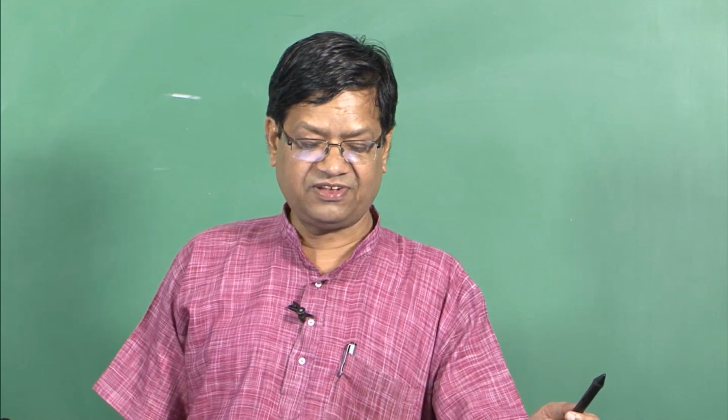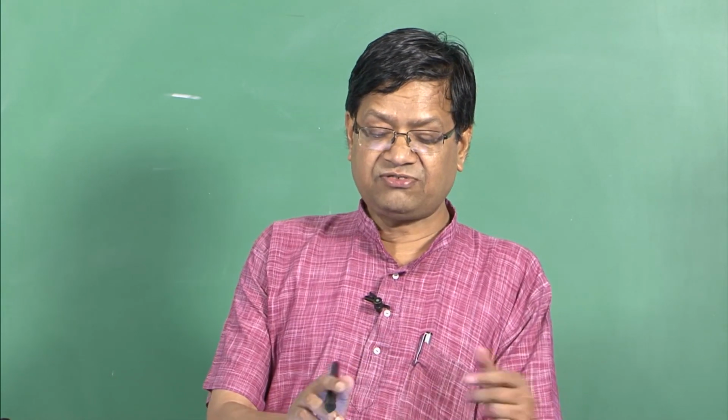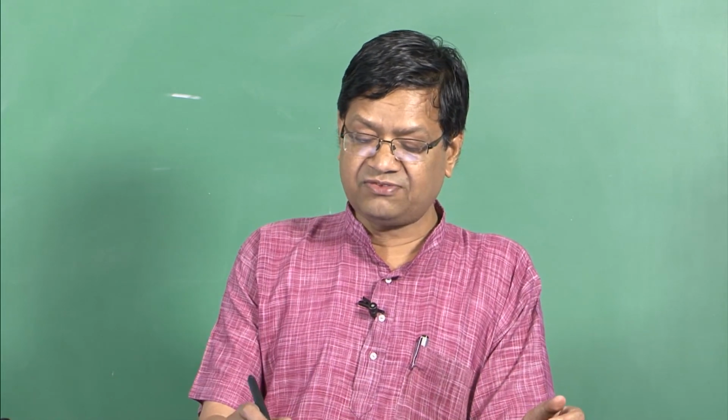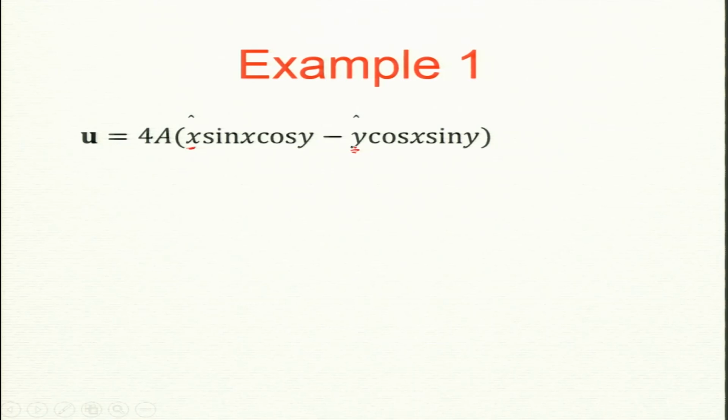So, this is a velocity field. Here x hat means the x component and y hat means the y component, and I have given you the functional dependence. So, ux is sin x cos y and uy is cos x sin y. Now, this is a very important velocity field, at least for me. There are some interesting properties.